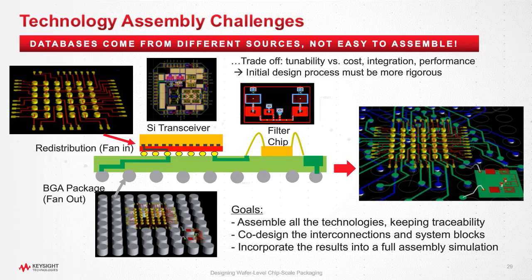This is a combination of, as I said earlier, you can combine fan-in and fan-out packages. So this example has that. We've got a silicon transceiver in the middle, and we're going to do fan-in packaging on that. Then we're going to mount that onto a fan-out package. And one of the things you can do is put other chips in, so we're going to put a filter chip on the fan-out package and connect everything together.